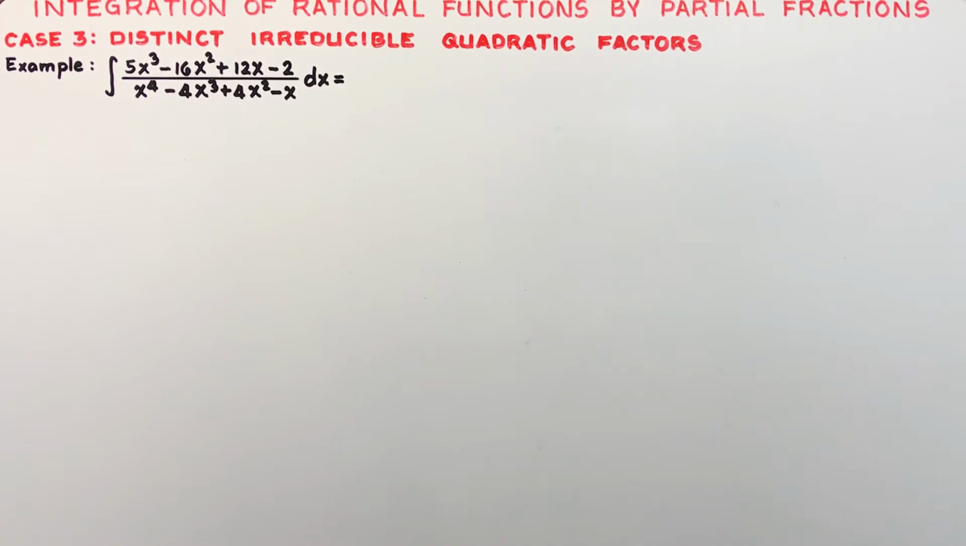So what do we mean by irreducible quadratic factors? This is a quadratic factor which cannot be factored anymore into linear factors wherein the coefficients are rational numbers. So when the denominator of the proper rational function is factorable into distinct irreducible quadratic factors where none of the irreducible factors is repeated, then this belongs to case number 3.